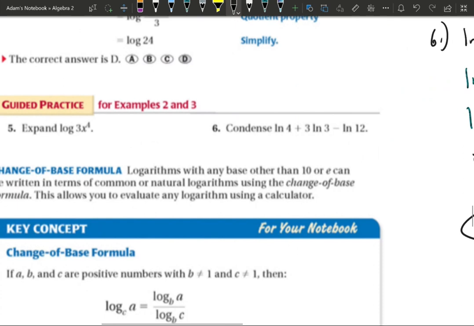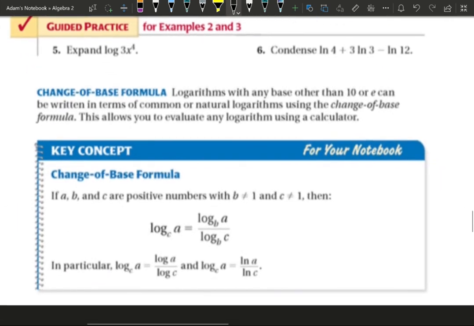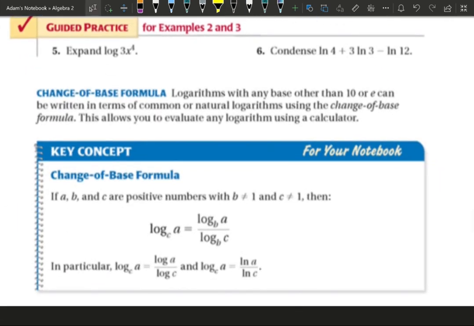All right, now, next thing we'll look at is something called the change of base formula. Logarithms with any base other than 10 or e can be written in terms of a common log or a natural log using the change of base formula. This allows you to evaluate any logarithm using a calculator. So let's look here. It says log base c of a can be converted to log with any base of a over log with any base of c. All right, I'm sure people are totally confused right now, or you can make it as natural log of a over natural log of c.